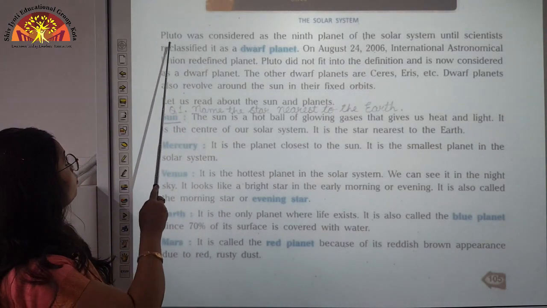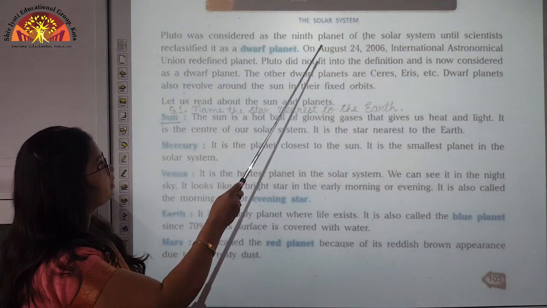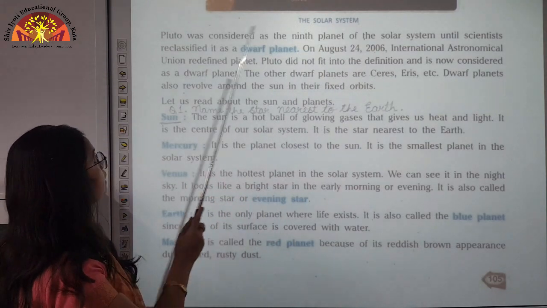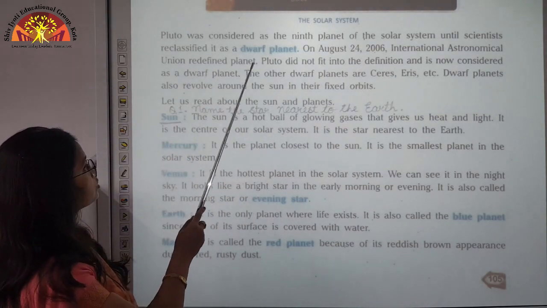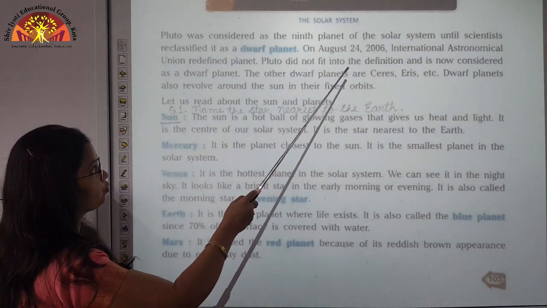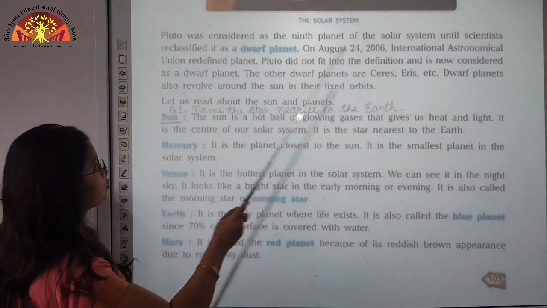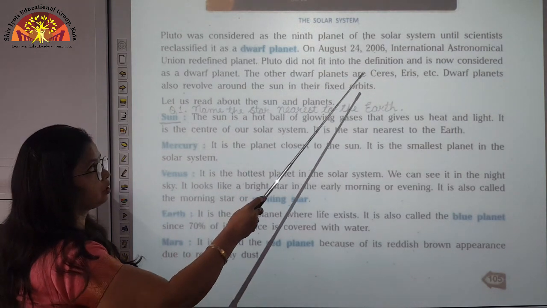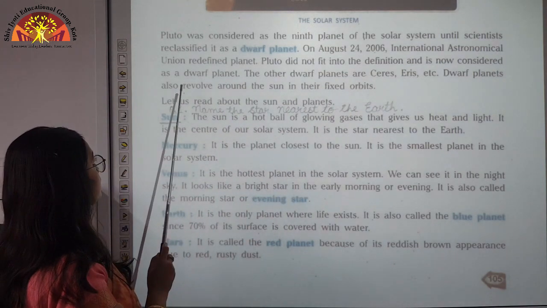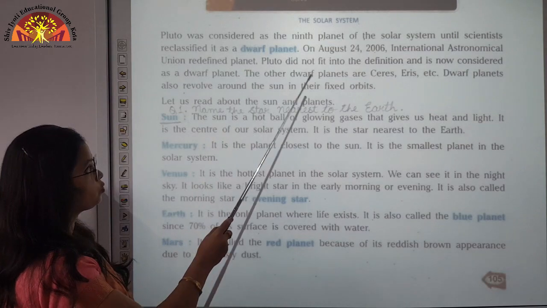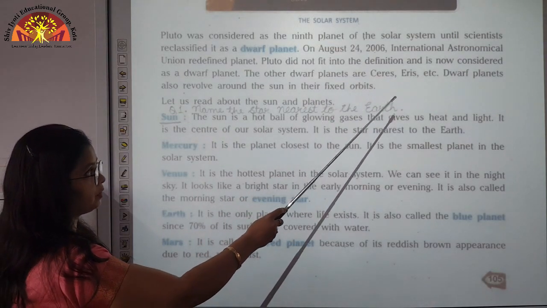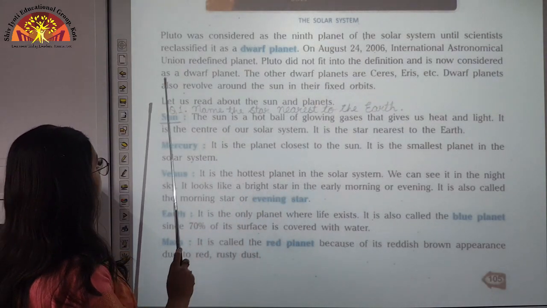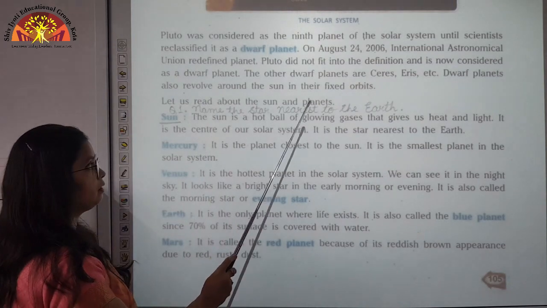So, children, Pluto was considered as the 9th planet of the solar system until scientists reclassified it as dwarf planet. On August 24, 2006, the International Astronomical Union redefined planet. Pluto did not fit into the definition and is now considered as a dwarf planet. The other dwarf planets are Ceres and Eris, etc. Dwarf planets also revolve around the sun in their fixed orbit.